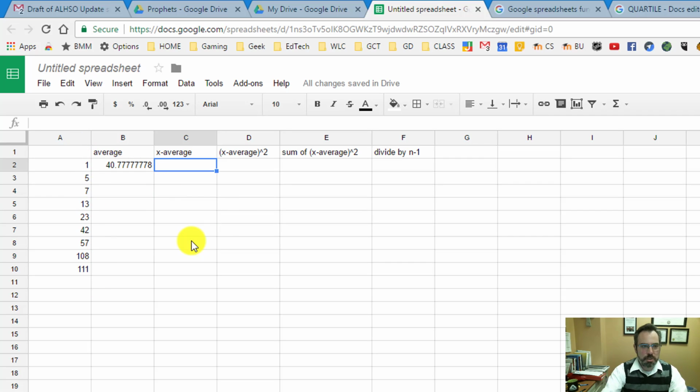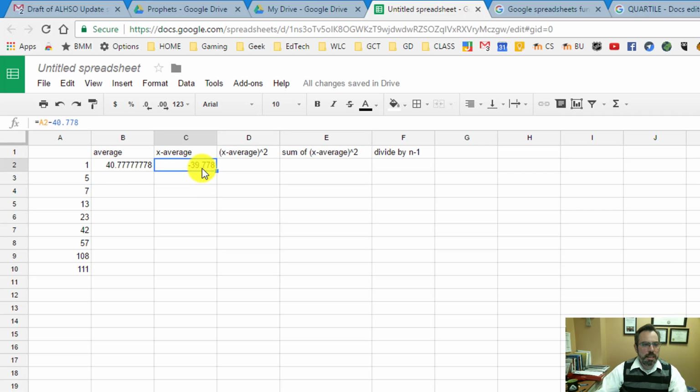So to do that, I'm going to start a formula that says equals, but instead of just typing 1, I'm going to click on the 1 over here. So it says equals A2, whatever's in the A2, minus 40.77. Like I said, I'll round it, 40.778. All right, and hit enter. So it subtracted 1 minus 40.778.